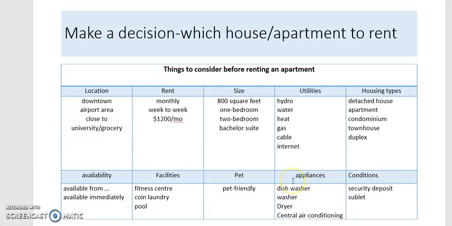Appliance. In most cases, you have to bring your own furniture. However, there are some other appliances already provided in the building or in the house. For example, dishwasher, washer, dryer, or central air conditioning.